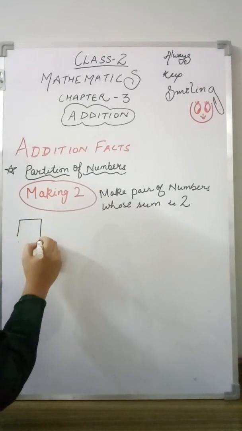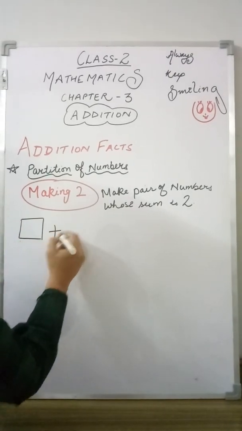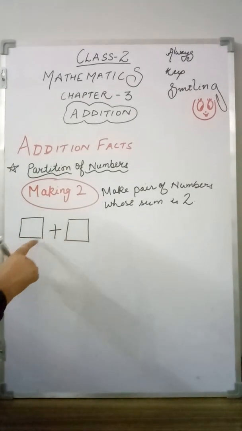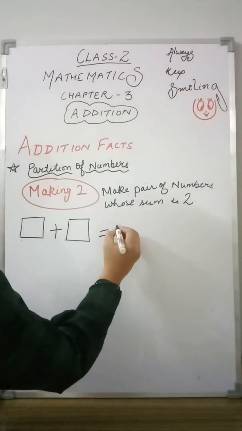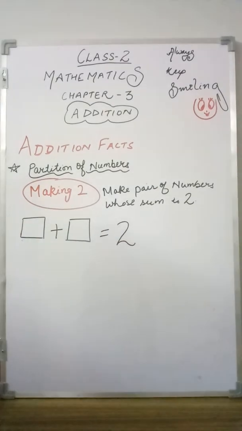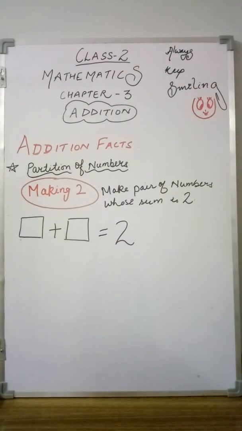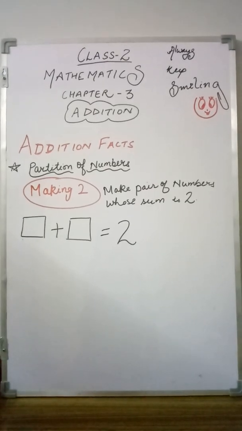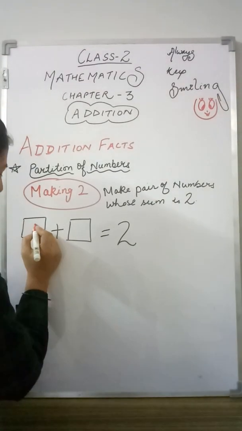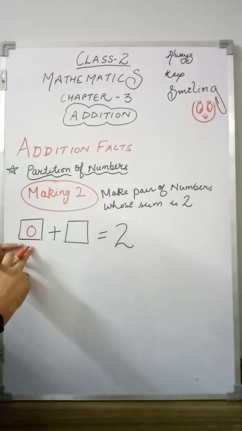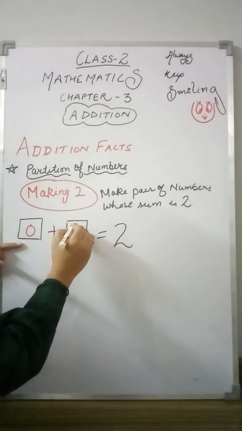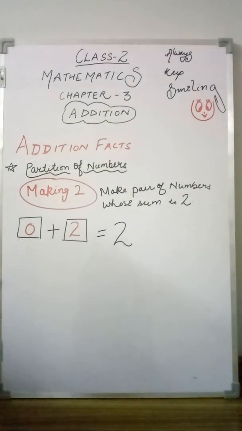So here let's make a pair like this. They are the pairs, and here the answer is 2. Let's start taking any numbers whose sum is 2. So I can start with 0. Let's take the first number 0. If I take 0 as first pair, what is the next pair? So the sum is 2. So here is 2. This is the first pair.